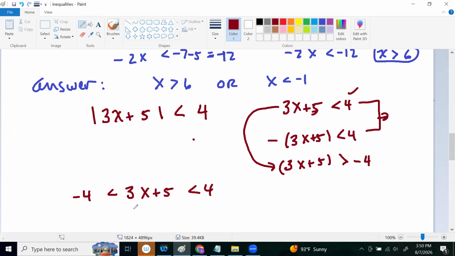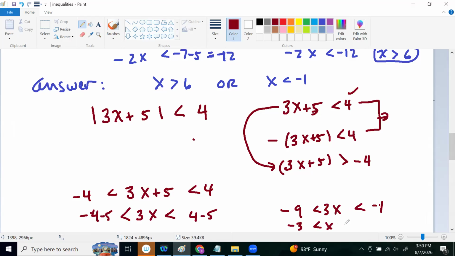Now, what we can do is subtract 5 from both sides. Subtracting 5, we have 4 minus 5, and here we have minus 4 minus 5. So minus 9 is less than 3x, which is less than minus 1, and then divide by 3. And you keep the inequalities the same way. And there's your inequality. So that's a quick review of inequalities involving absolute values.